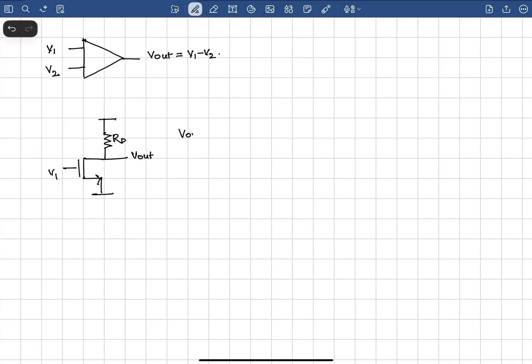Here, V out is equal to ID into RD, and ID is GM times VGS. VGS here is V1. Now, if I want to find the difference between V1 and V2, what can I do? I can give V2 at the source terminal. Now, the output equation becomes something like this: GM (V1 minus V2) into RD.